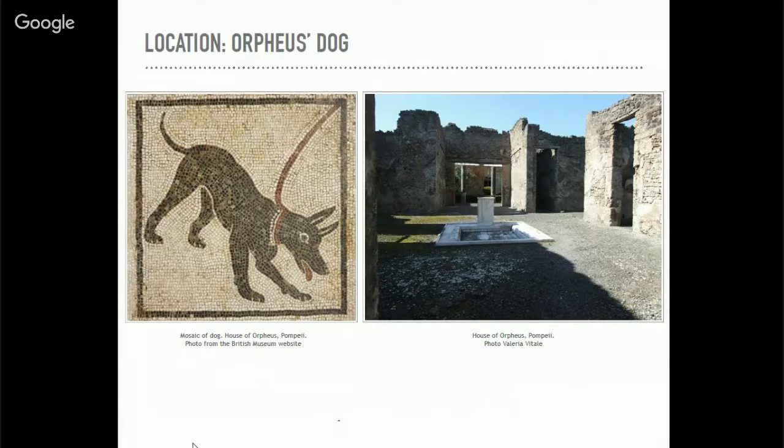And it started from this mosaic, called the Mosaic of a Guard Dog. It was on display at the British Museum some time ago. It's usually in the Museum of Naples. And this mosaic was found in the House of Orpheus in Pompeii.